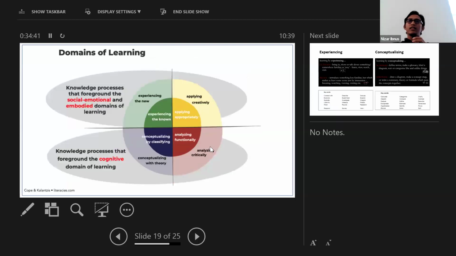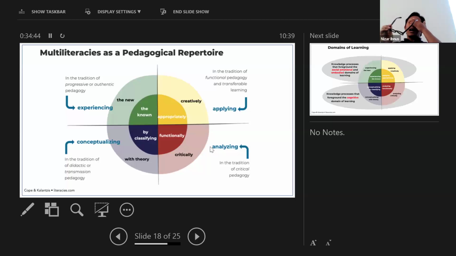And one thing for sure is that, even though they are very similar in principles, Mary and Kalantzis postulate that there is no mandatory sequence. What it means by no mandatory sequence is that the teacher can start from any area. The teacher can start from critical analyzing. The teacher can start the learning from applying, for example, and then go to conceptualizing. So there is no mandatory sequence in the implementation of this framework.